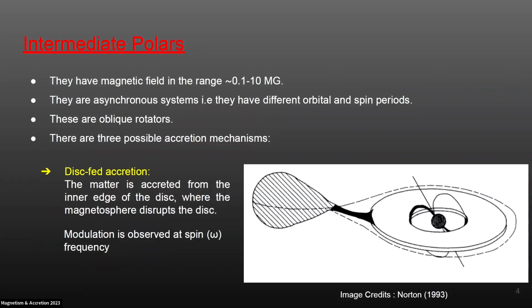So intermediate polars have magnetic fields in the range of 1 to 10 megagauss. Now these are asynchronous systems, that is they have different orbital and spin periods unlike the polars, and these are oblique rotators, that is the magnetic axis and spin axis are not aligned with each other, and in this case there are three possible accretion mechanisms.